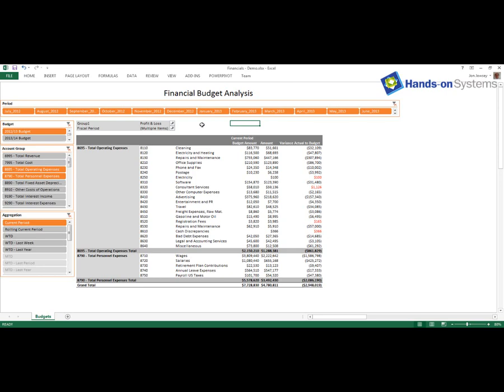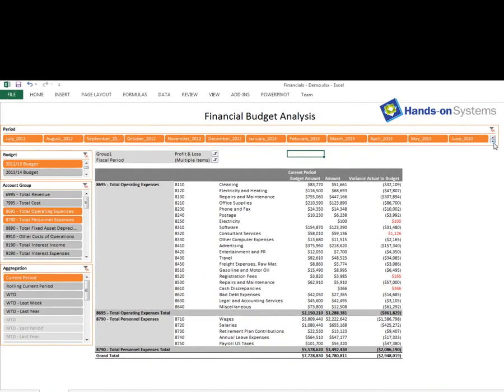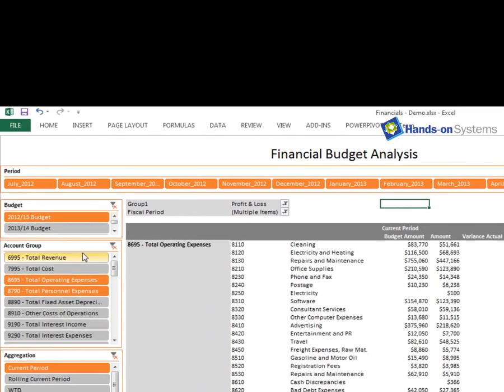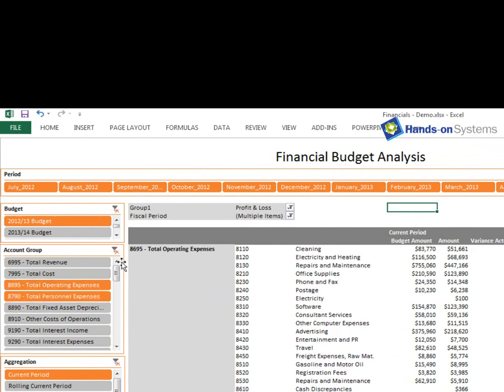Let's start by explaining what we're looking at. We're looking at the financial analysis, the Financials Cube. We've got the financial periods along the top and a slicer, and we've grouped those by the financial year, so there's 12 across there. We can also select our budgets if we're looking at a particular budget or a group of budgets. Same with groups. So in this case we've got the accounting groups for operating expenses and personal expenses selected, as well as aggregation, which we'll come to later on in the demonstration.